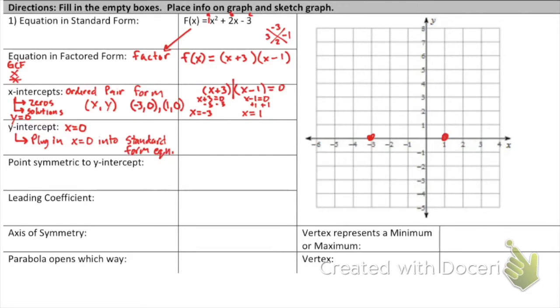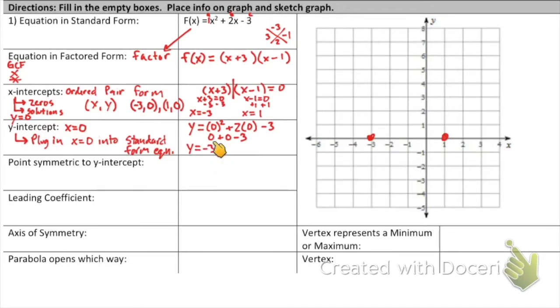We're going to take our standard form, and instead of f of x, we're going to change it into y, because f of x is just another way of saying y. So y equals, instead of x, we are plugging in 0 for x. So it's going to be 0 squared plus 2 times 0 minus 3. Now let's do this math. 0 squared is 0. 2 times 0 is 0. And then bring down the negative 3. If we do this math, y is equal to negative 3.